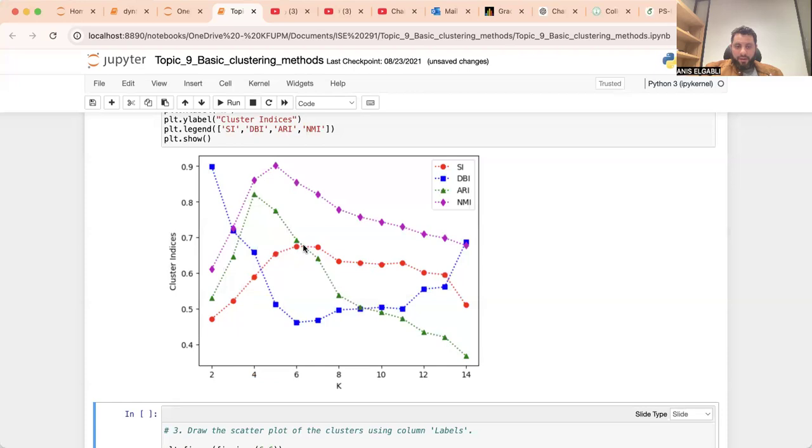Maybe for the SI, almost the same, maybe between 6 and 7. So these are the two internal methods. Now let's look at the external methods. The ARI is telling us that 4 is the best choice. When k is equal to 4, we achieve the highest value for the ARI. For the NMI, the highest value is at k equal to 5.